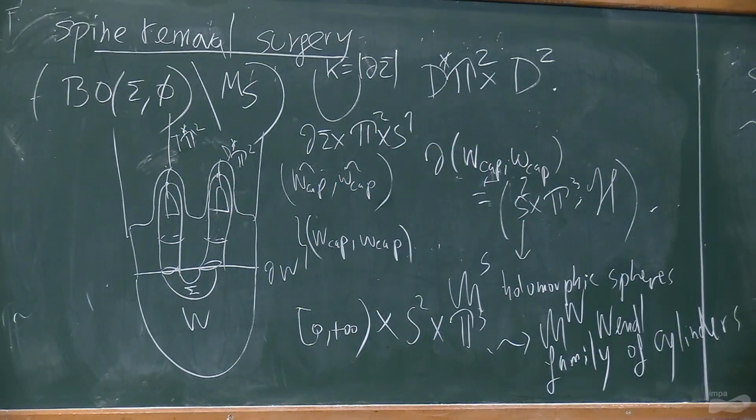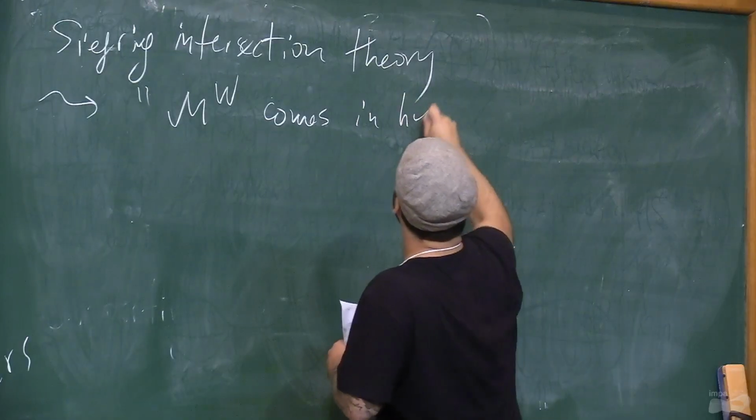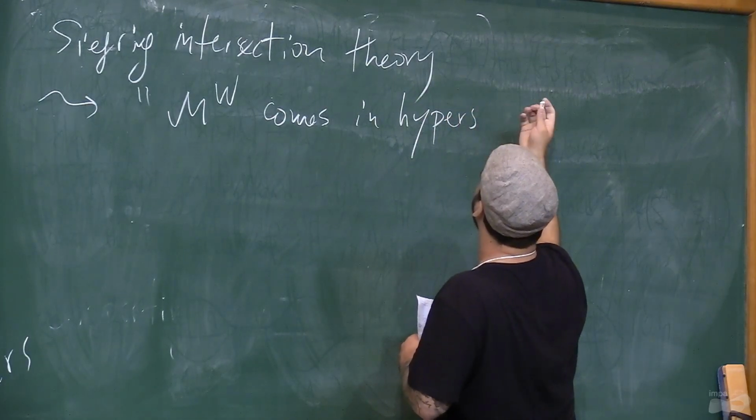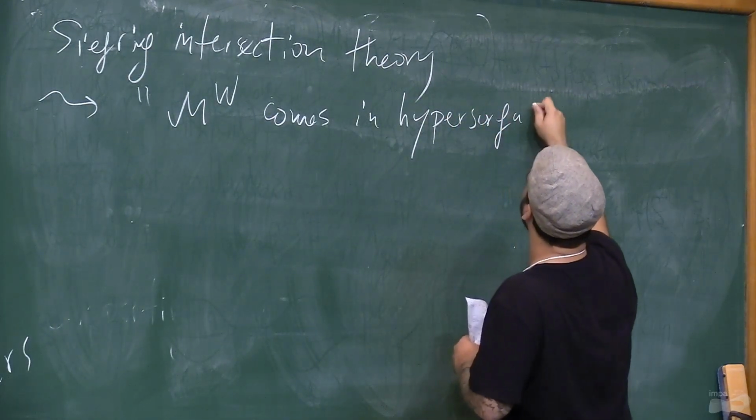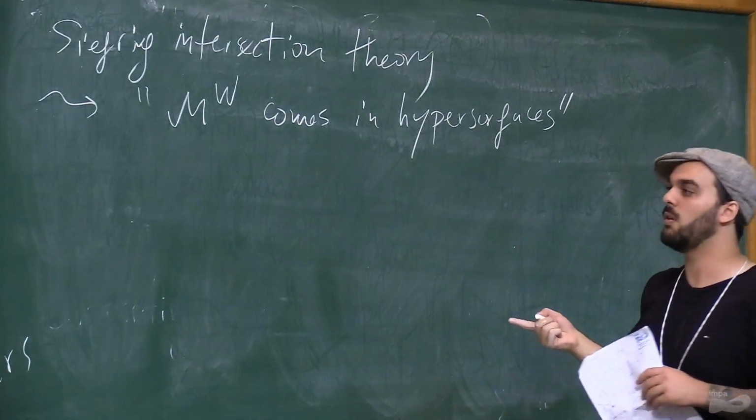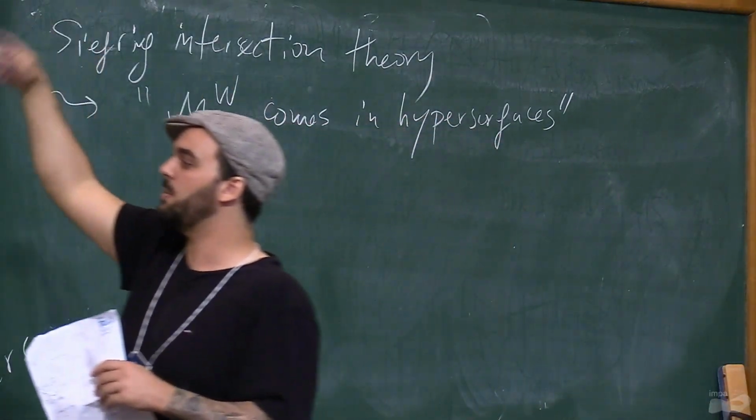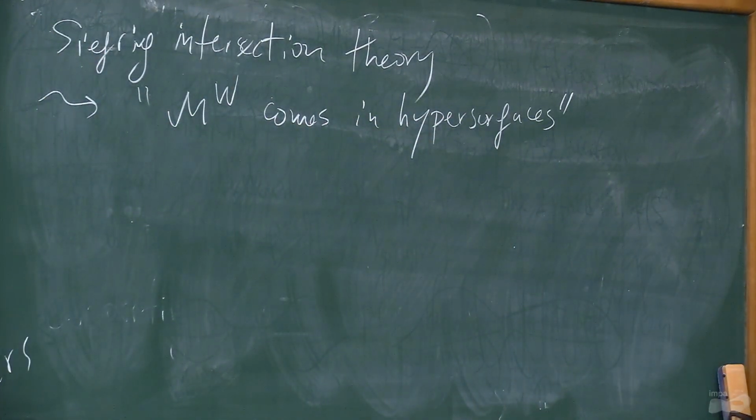So MW comes in hypersurfaces. Each leaf of this foliation up there is a copy of either a T star T2, if you complete one of the cocores and one of its translates, or a symplectization of T3, if you're away from the handle.